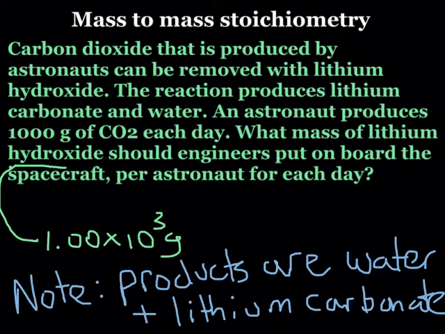For this problem, we're going to assume that there are three significant figures in 1,000 grams. So 1.00 times 10 to the 3 grams would be the right amount for that. And also, we need to note that the products for this reaction are water and lithium carbonate. Let's move on to step 1.